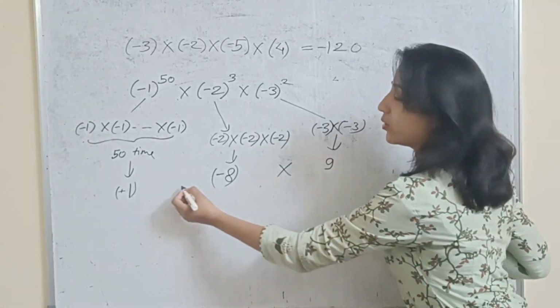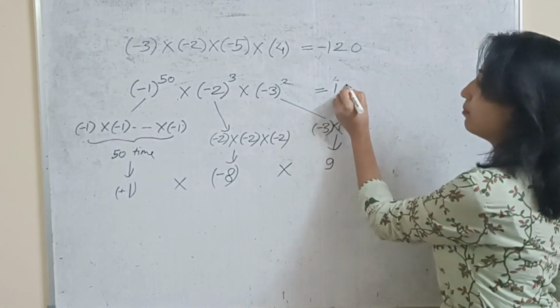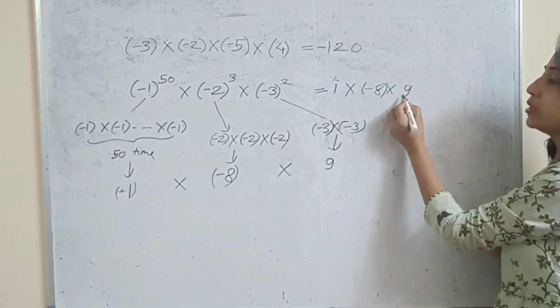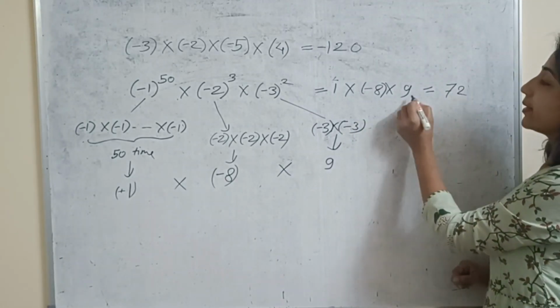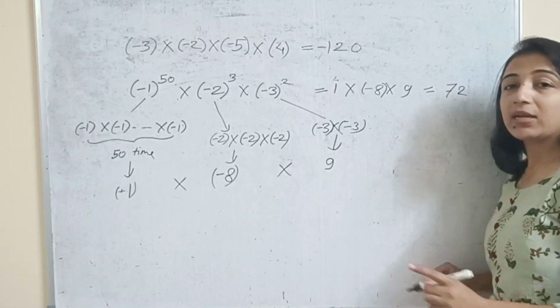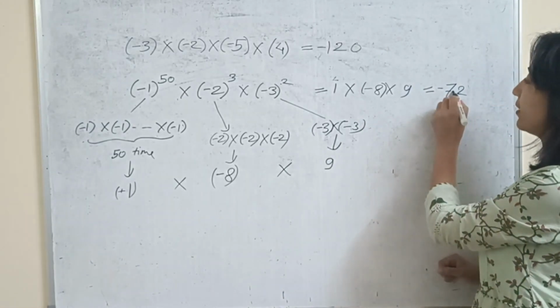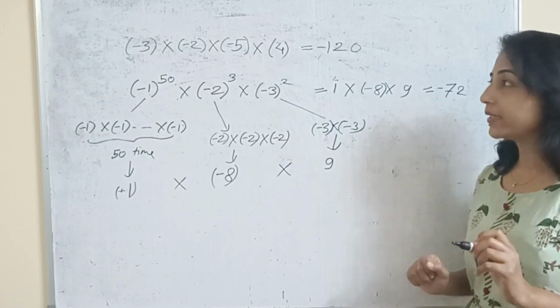Now take the product of these numbers again. So it is 1 multiplied by minus 8 multiplied by 9. So 8 into 9 is 72, and this result contains 1 minus sign. 1 is an odd number, so the answer is minus 72. So in this way you have to use the sign rule for multiplication.